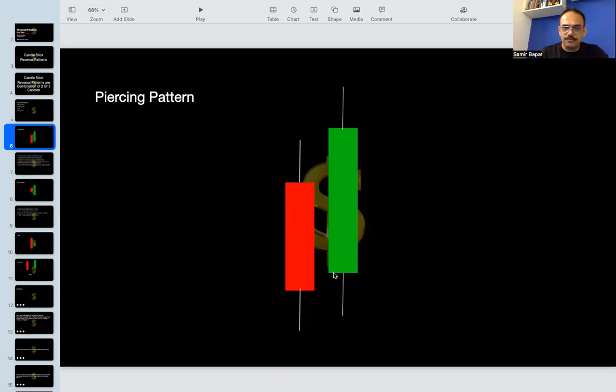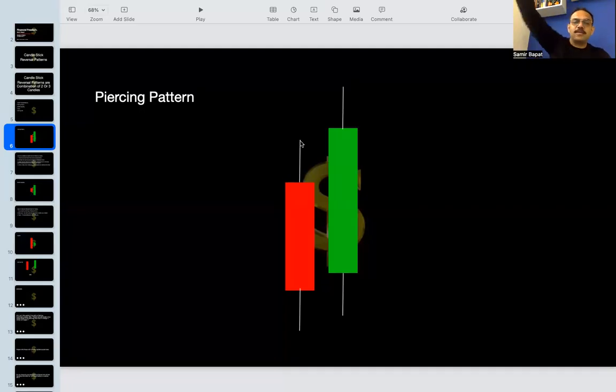Is that clear to everyone? First distinction: the green candle opening is higher than the red candle closing. Then the second distinction is it keeps on going and it closes above the high of the red candle. So these two distinctions make it a piercing pattern. It shows the eagerness of the bulls to take the market up because they are very bullish about the coming future.